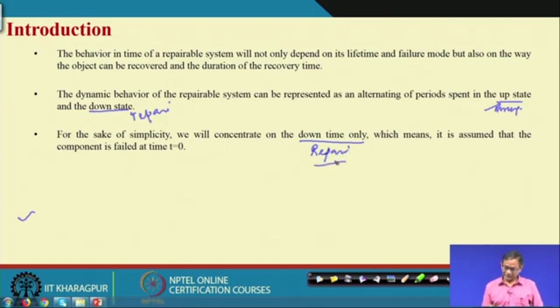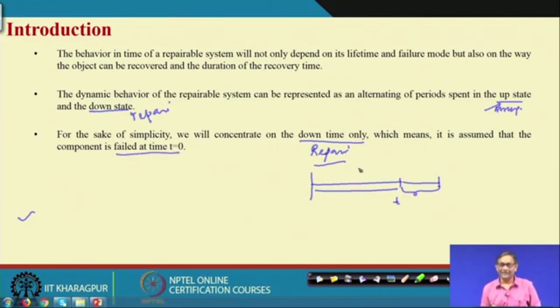Suppose the component starts working here, and after time t it fails, then this is the repair time. We will be interested in this, not this working part. That is why we will assume that the component failed at time t equal to 0, though it may not be. So, we will shift the origin to here, we start here at t equal to 0, that is the assumption.